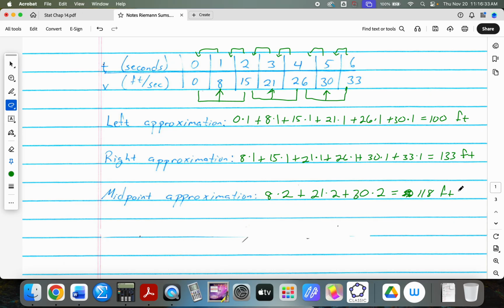And each of these is simply an estimate. And we'll talk a little bit later on how we know whether each of these is an overestimate or an underestimate.